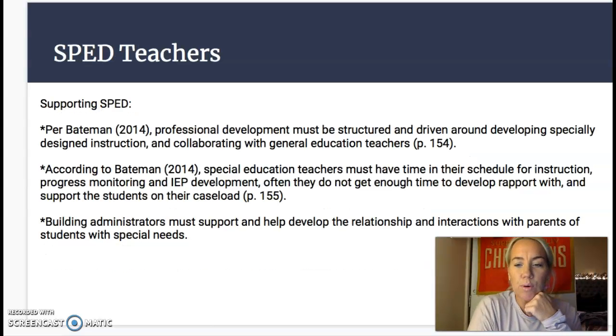Supporting SPED teachers. Per Bateman, professional development must be structured and driven around developing specially designed instruction and collabing with gen ed teachers. According to Bateman, SPED teachers must have time in their schedule for instruction, progress monitoring, and IEP development. Often they do not get enough time to develop rapport with and support the students on their caseload. Building administrators must support and help develop the relationship and interactions with parents of students with special needs.